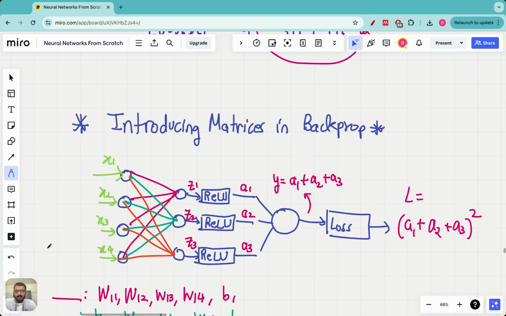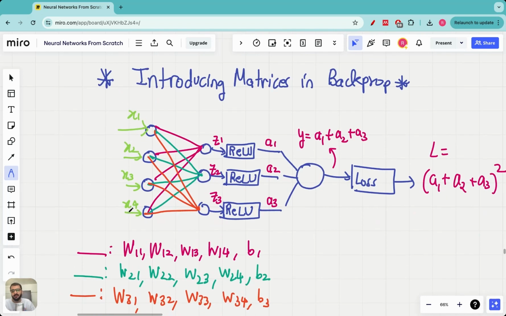Like in the previous lecture, this is the neural network architecture which we are considering. We have four inputs: x1, x2, x3, and x4. And we are going to only look at one layer which has three neurons. The outputs of these neurons are Z1, Z2, and Z3. So Z1 will be W11X1 plus W12X2 plus W13X3 plus W14X4 plus B1, where the pink lines are the weights corresponding to the first neuron.